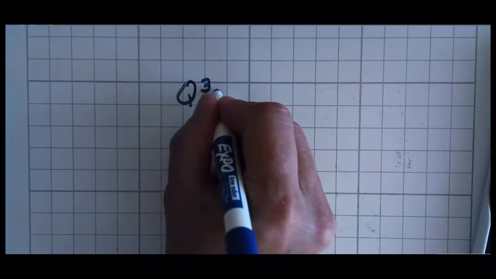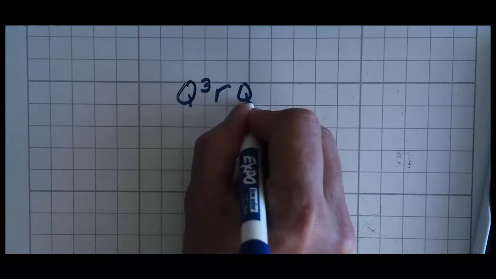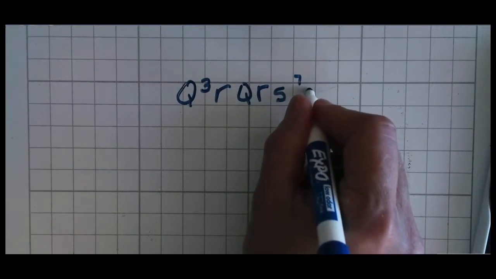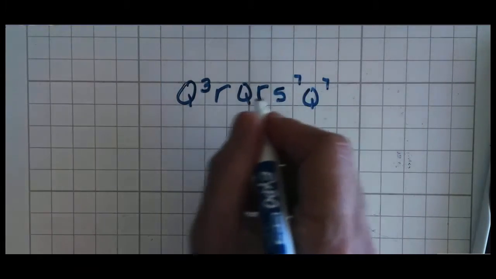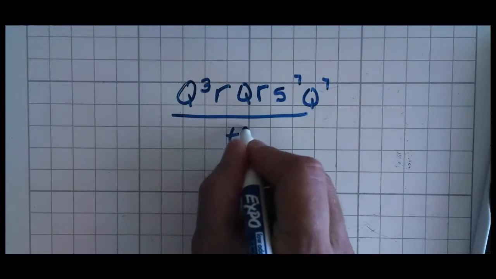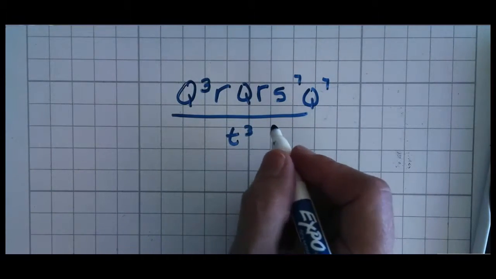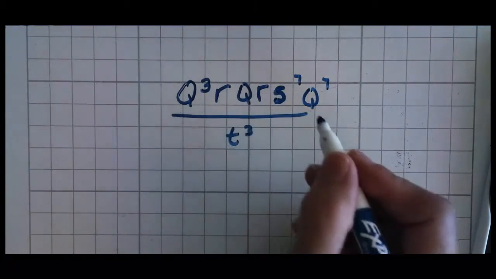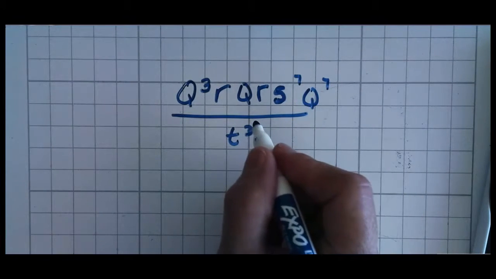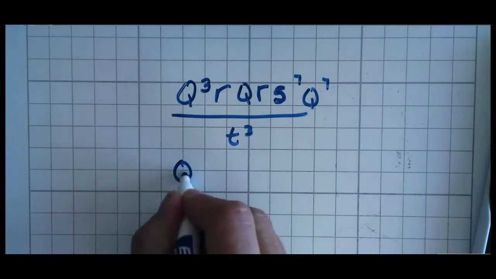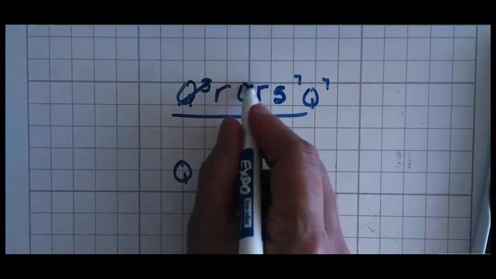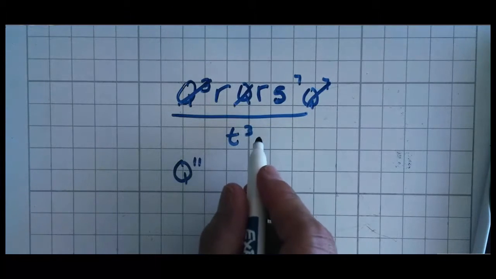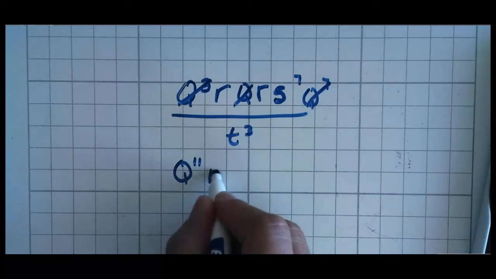q cubed, q to the 3rd, times r, times q, times r, times s to the 7th, times q to the 7th, all over t to the 3rd. Well, I like to do it one step at a time, and since there's no numbers in here, that's an s, not a 5. Since there's no numbers in here, only variables, I'm going to take my q's. I have 3, 4, 11 q's, and I literally will cross them out so I know I've already dealt with them. Now let's look at r's.